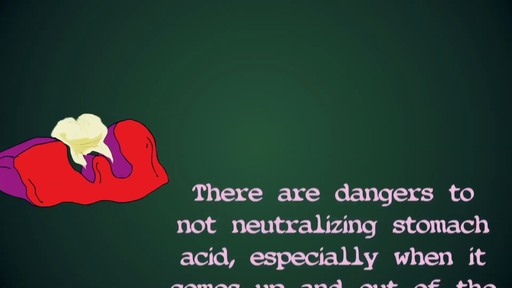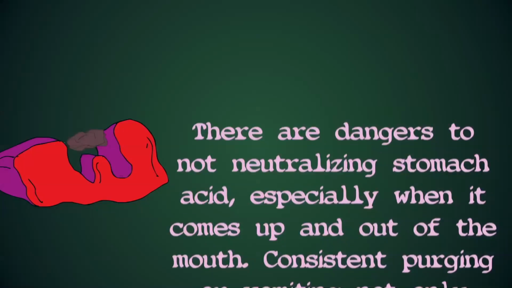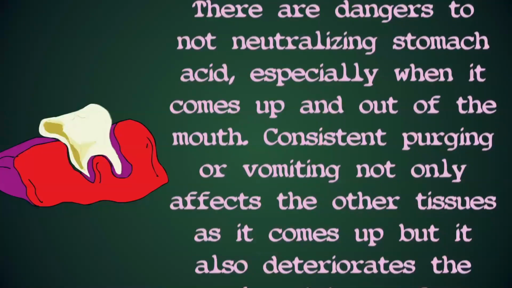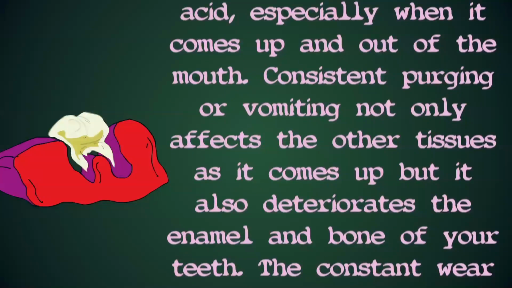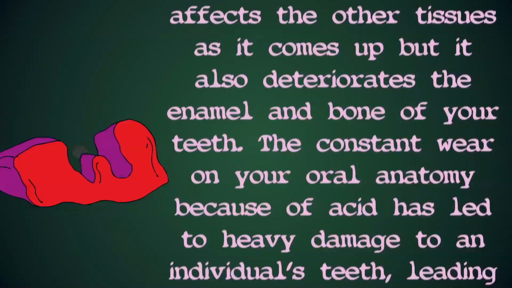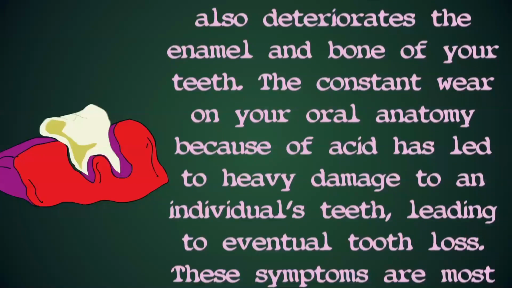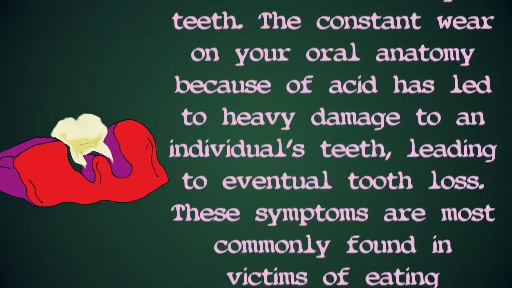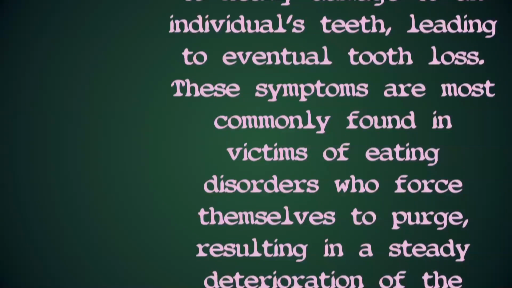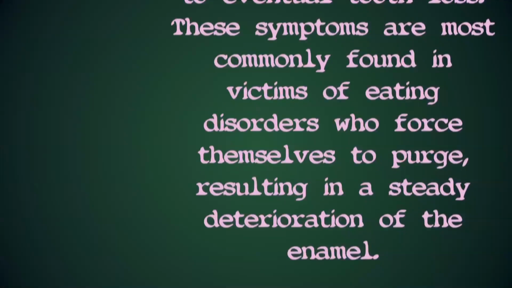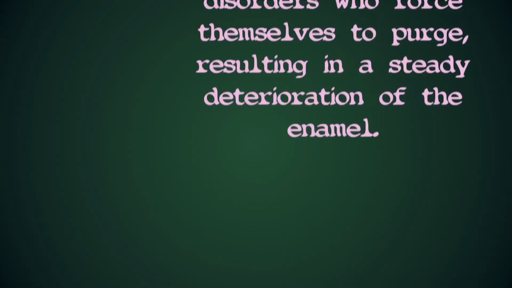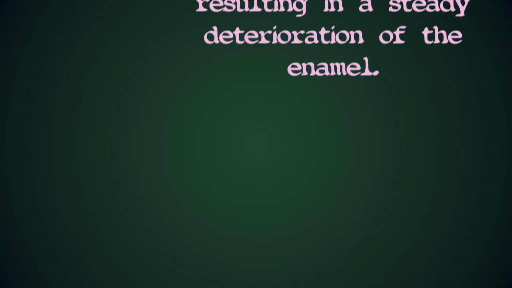There are dangers to not neutralizing stomach acid, especially when it comes up and out of the mouth. Consistent purging or vomiting not only affects the other tissues as it comes up, but it also deteriorates the enamel and bone of your teeth. The constant wear on your oral anatomy because of acid has led to heavy damage to an individual's teeth, leading to eventual tooth loss. These symptoms are most commonly found in victims of eating disorders who force themselves to purge, resulting in a steady deterioration of the enamel.